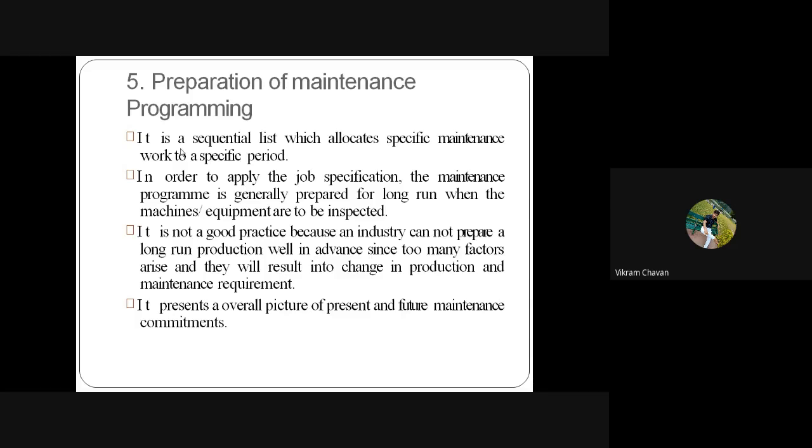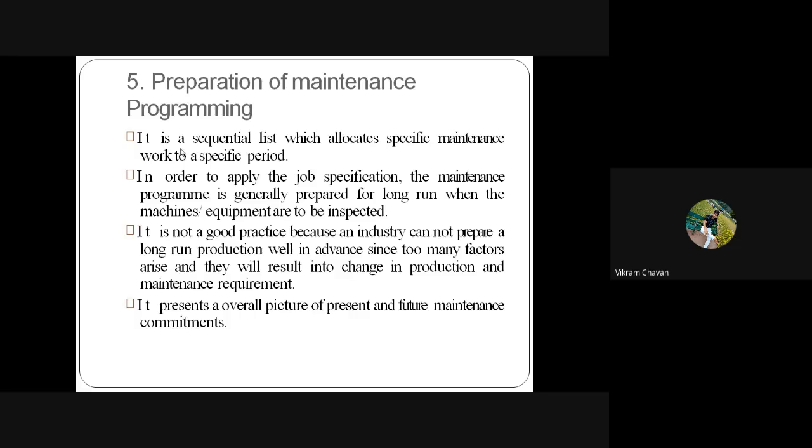So in order to apply the job specification, the maintenance program is generally prepared for the long run, when the machines and equipment are to be inspected. These maintenance activities are prepared for the long run, that is for 1 month, for 6 months. This plan is prepared for up to 6 months. But it is not a good practice because an industry cannot prepare a long run production plan well in advance, since too many factors arise and they will result in changes in production and maintenance required.